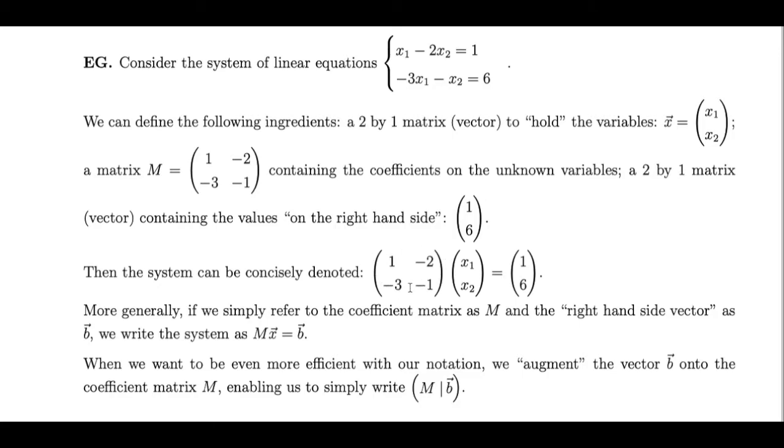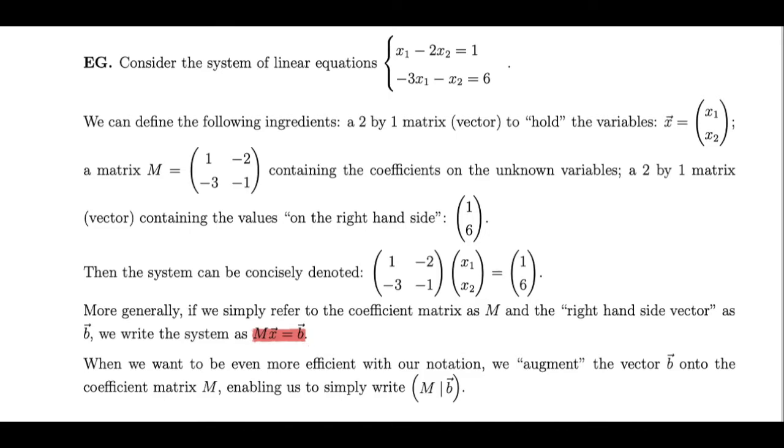So to that end, we will usually call this coefficient matrix M, capital M. And then this vector on the right-hand side we'll often call the vector B. So this system has the structure M times the vector X equals the vector B. And this is a very, very concise representation of every system of linear equations. So we'll use this notation extensively.